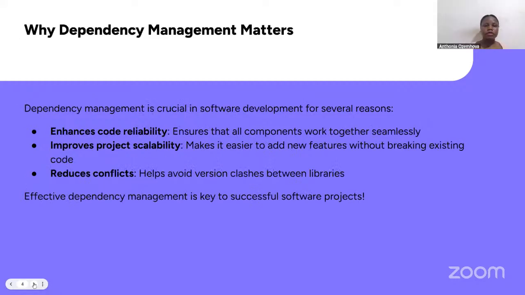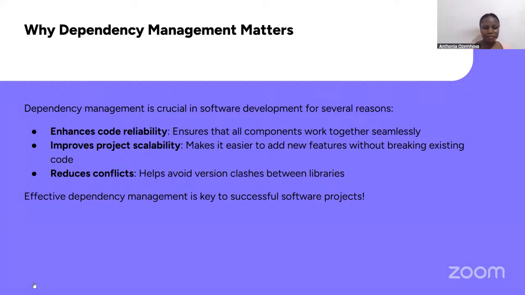All right, so why does dependency management matter? Dependency management is very crucial in software development for several reasons. It enhances our code reliability, it improves our projects and scalability, and reduces conflict. It enhances our code reliability in the sense that it ensures that all components work together seamlessly. It also makes it easy to add new features without affecting the already existing code. Then it reduces conflict. It helps avoid version clashes between libraries.